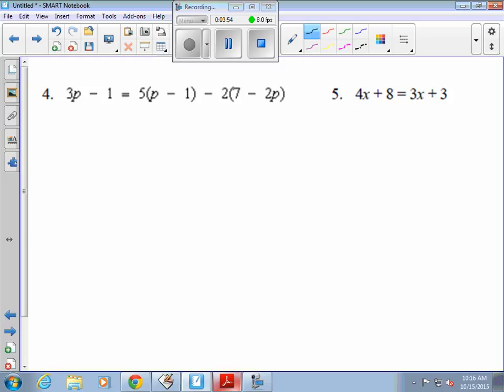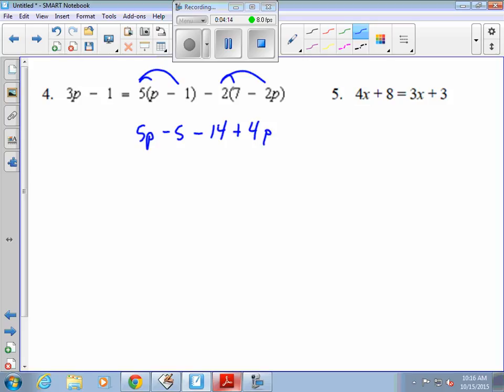Number 4, 3p minus 1 is equal to 5 times p minus 1 minus 2 times 7 minus 2p. A whole bunch of distributing we got to do right here. 5 times p is 5p. 5 times negative 1 is negative 5. Negative 2 times 7 is negative 14. Negative 2 times negative 2p is positive 4p.